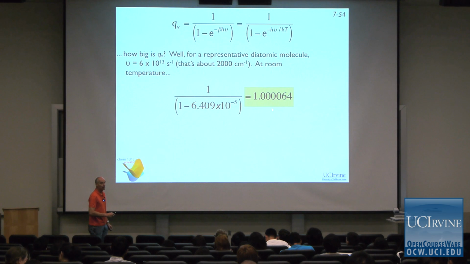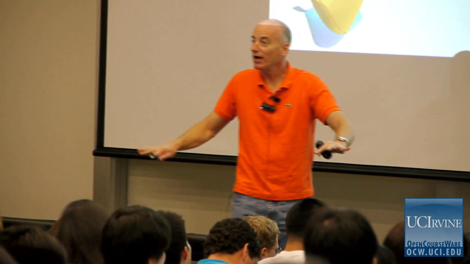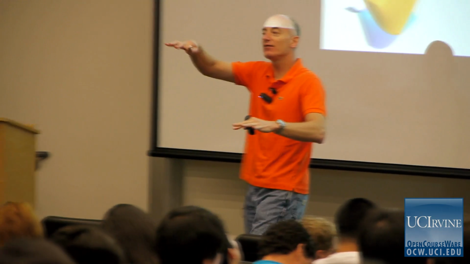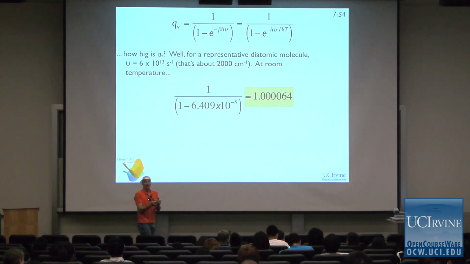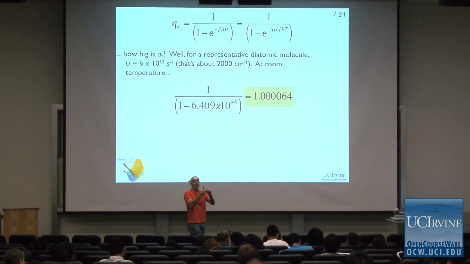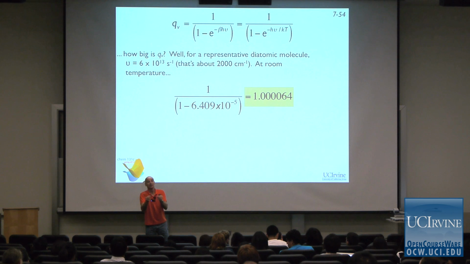What does that number mean? It means that molecules are almost always in their ground vibrational level at room temperature. It is unusual for the vibrationally excited states of a molecule to be excited at room temperature. That would only happen if you had really heavy atoms like I2. Iodine has a vibrational energy of 214 wave numbers. How much thermal energy is there at room temperature? 200. So iodine is excited.